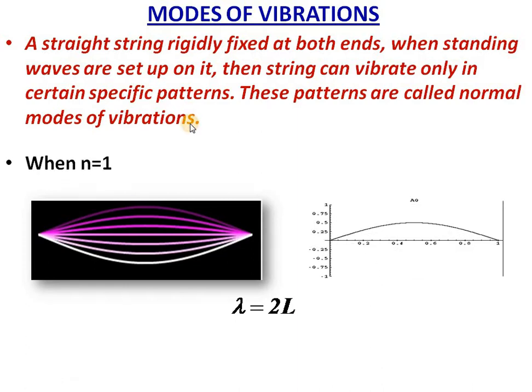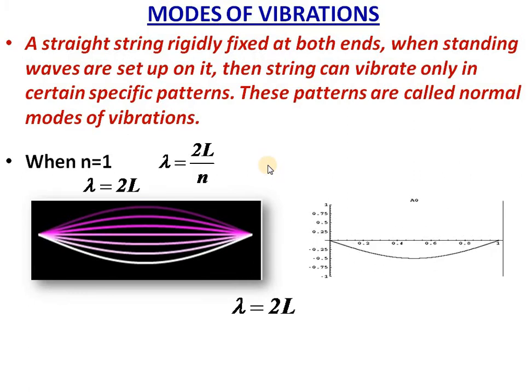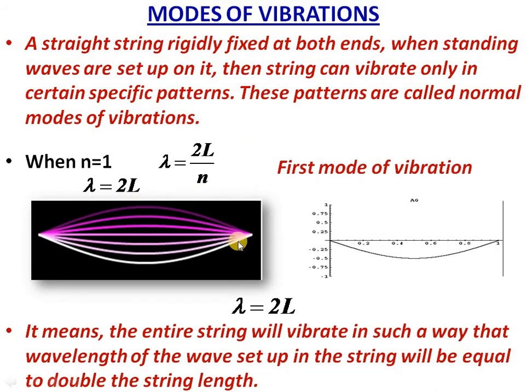Okay, and when n is equal to 1, we have seen now, the wavelength is 2L by n, which is 2L. This is one set of vibration, one mode of vibration. This is the first mode of vibration. Okay, first mode of vibration. It is visually shown here. And what does it mean? It means that the entire string will vibrate in such a way that the wavelength of the wave set up in the string will be equal to double the string length. Understand? So that is the physical meaning of this lambda is equal to 2L.